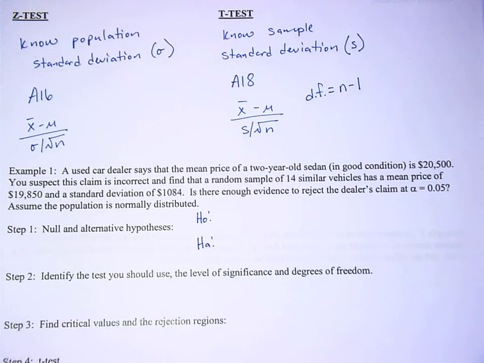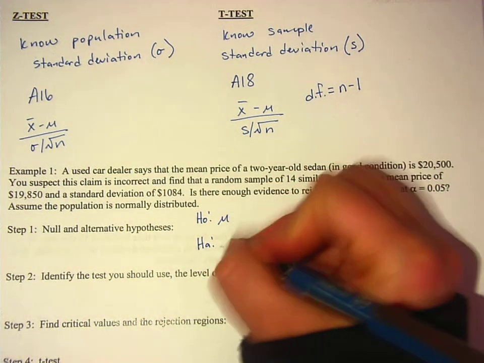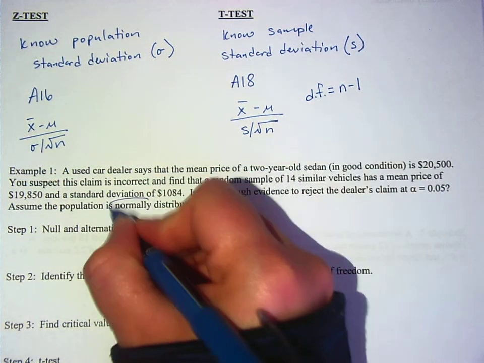A used car dealership says that the mean price of a 2-year-old sedan in good condition is $20,500. You suspect this claim is incorrect and find that a random sample of 14 similar vehicles have a mean price of $19,850 and a standard deviation of $1,084. Is there enough evidence to reject the dealer's claim at alpha equals 5%? Assume the population is normally distributed. Okay, so we got a mu and a mu. We see that it's normal.